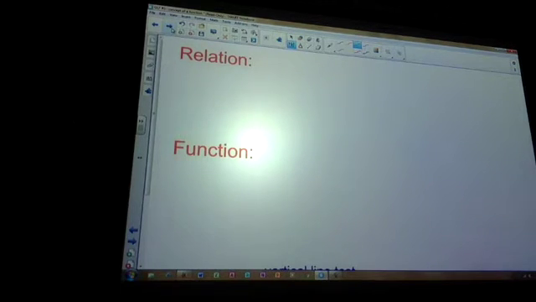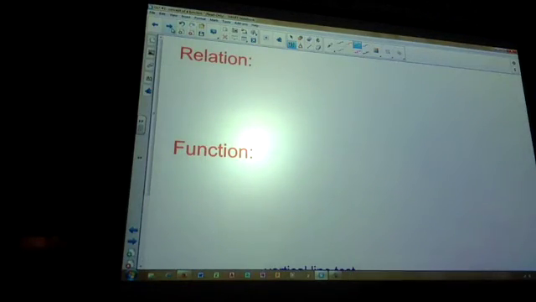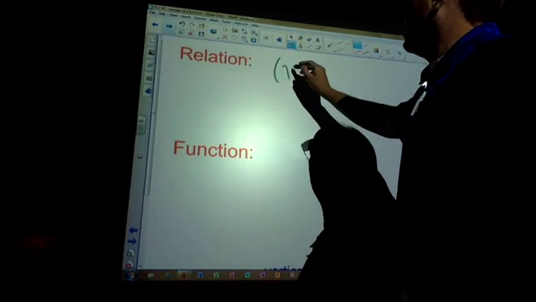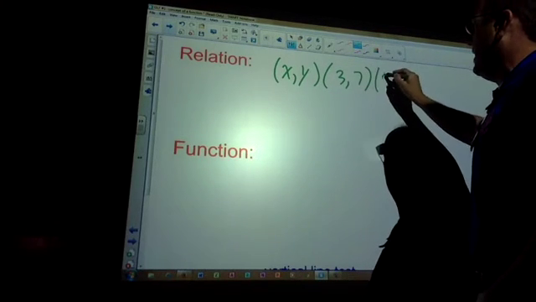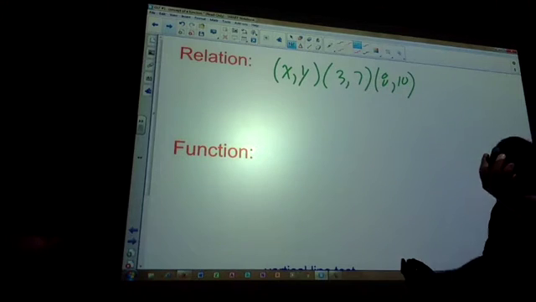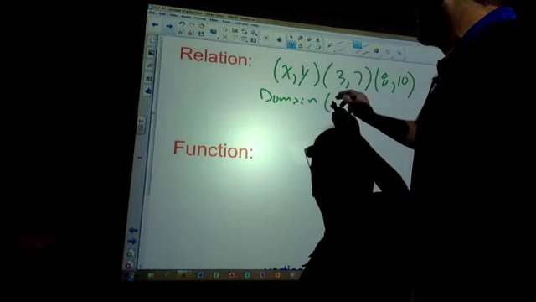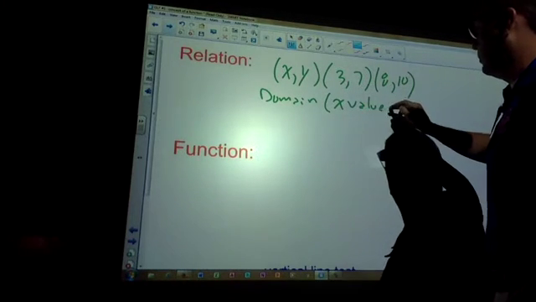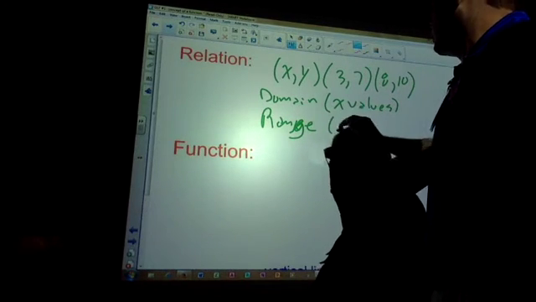So we have a relation and we have a function. All functions are relations. Not all relations are functions. A relation is this: if I said x comma y, or 3 comma 7 or 8 comma 10, ordered pairs. In a relation, you have a domain, which are your x values, and you have a range, which are your y values.